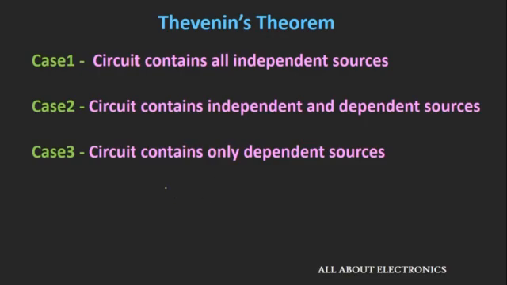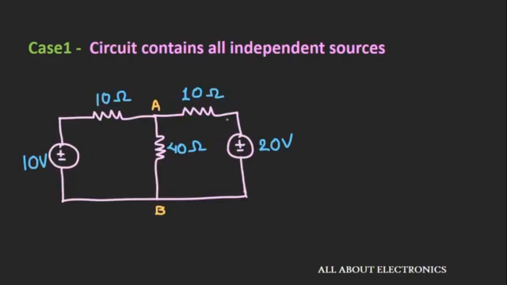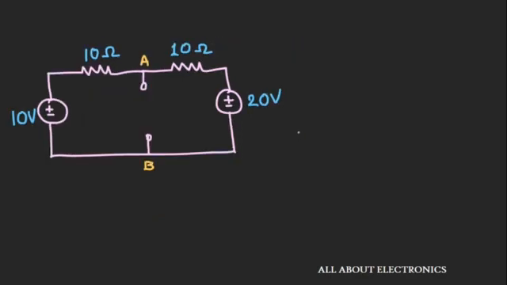So let us see the first case, where the circuit contains all independent sources. The circuit contains two independent voltage sources, and we need to find the Thevenin's equivalent circuit across terminals A and B. Let us first find the Thevenin's equivalent voltage. To do that, first let's remove this load. And now let's apply Kirchhoff's voltage law in this circuit.